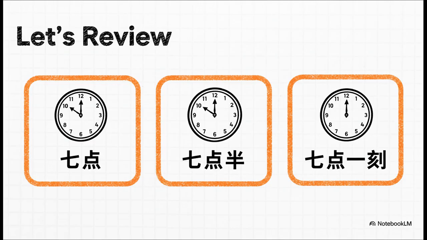Let's practice a real-life scenario. Someone asks you the time. It's exactly 7 o'clock. You say, 七点. Good. Now it's 7:30. You say, 七点半. And finally, at 7:15, you'd say, 七点一刻. Saying these out loud over and over, that's how you build the muscle memory for the melody of the language.